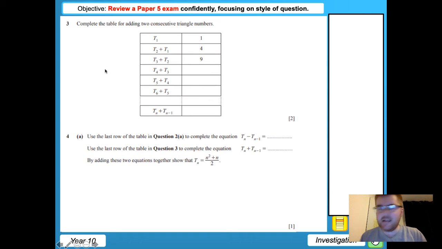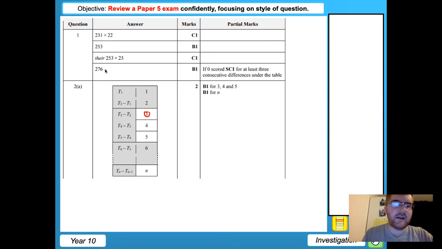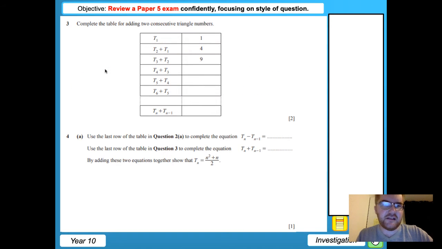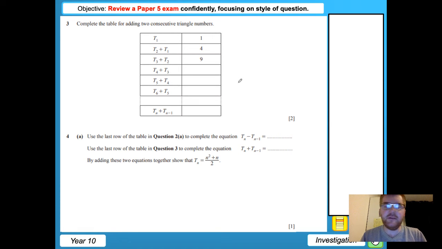Okay, so let's carry on. So crunching through this paper. So question 3, this time we're going to add the 2 triangle numbers together. So notice in the previous part we subtracted, now we're going to add them together instead. So we get 1, 4 and 9. So let's just do this one from the grid that we had. Notice this paper is non-linear.